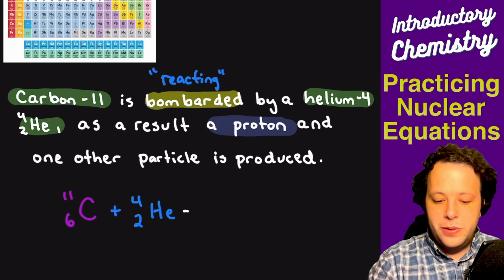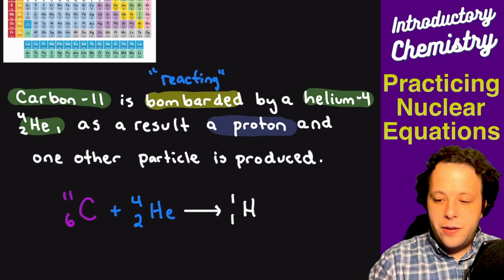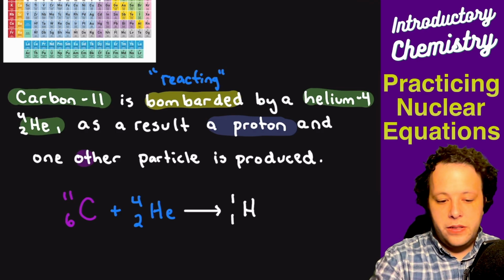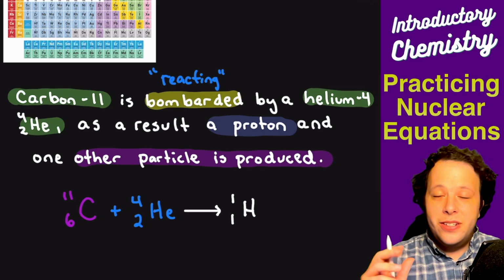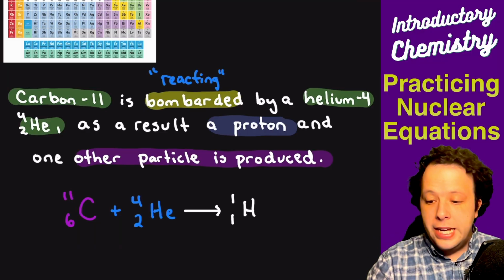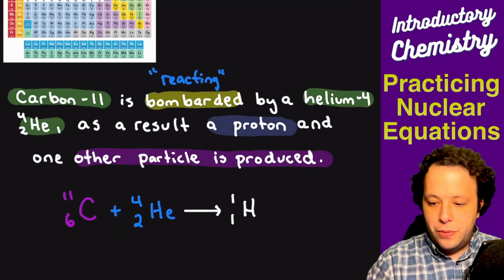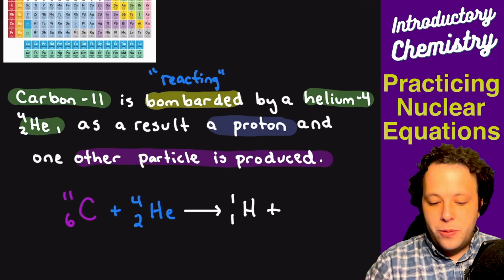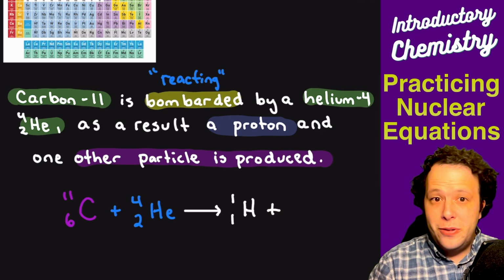So what we'll do is we'll draw an arrow. We'll put a single proton here. And one other particle is produced. Okay. So what we're trying to figure out is what is the other particle. So with that being said, what we're going to do is the same process that we've been doing before.